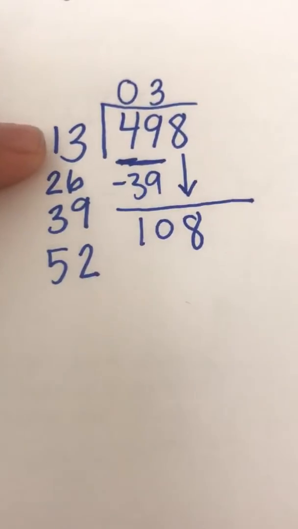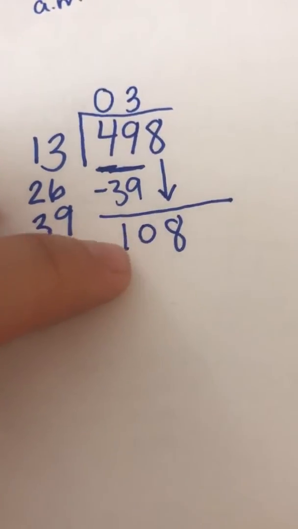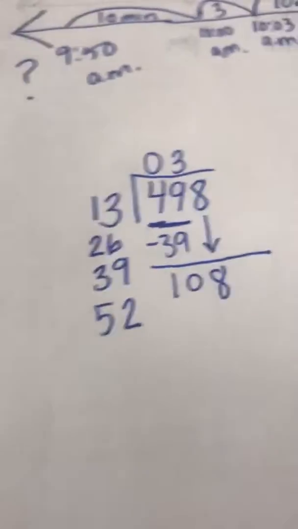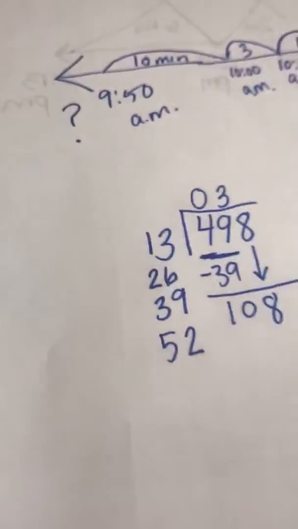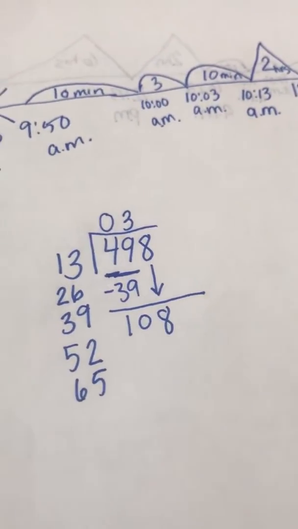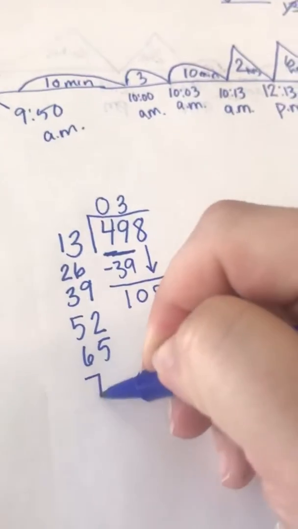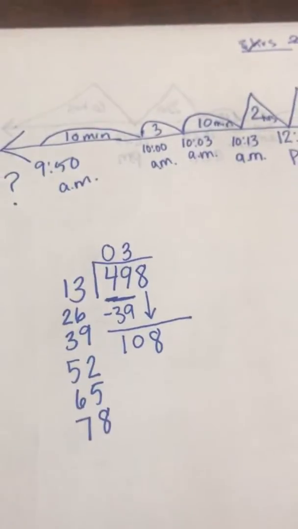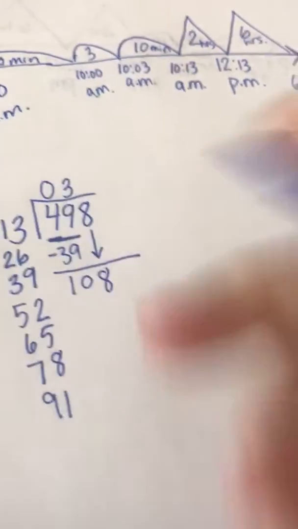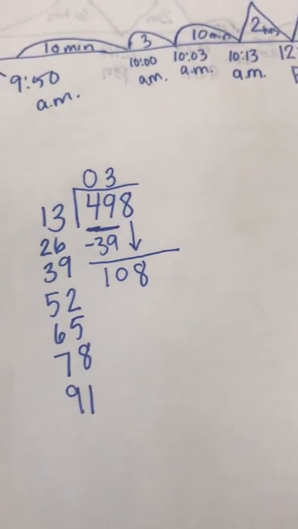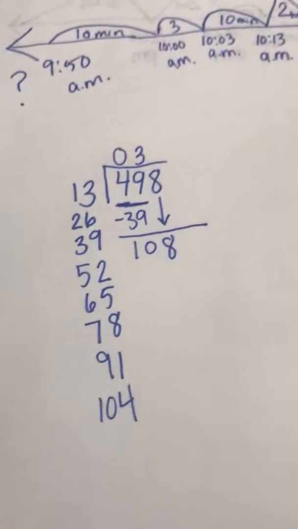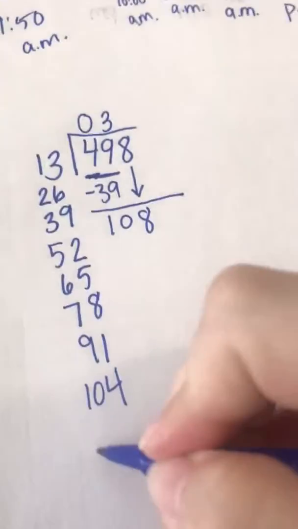Now, 13 times 4 is 52, but I'm trying to get to 108. So you need to keep listing your multiples. So let's do 13 times 5. 13 times 6. 13 times 7. And 13 times 8. And 13 times 9 is 117.